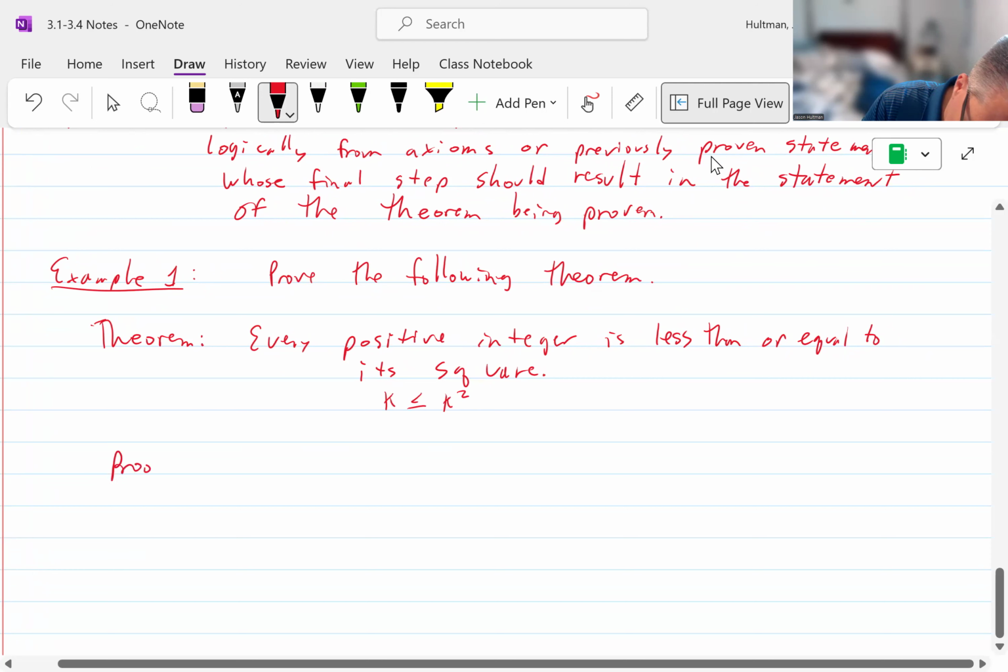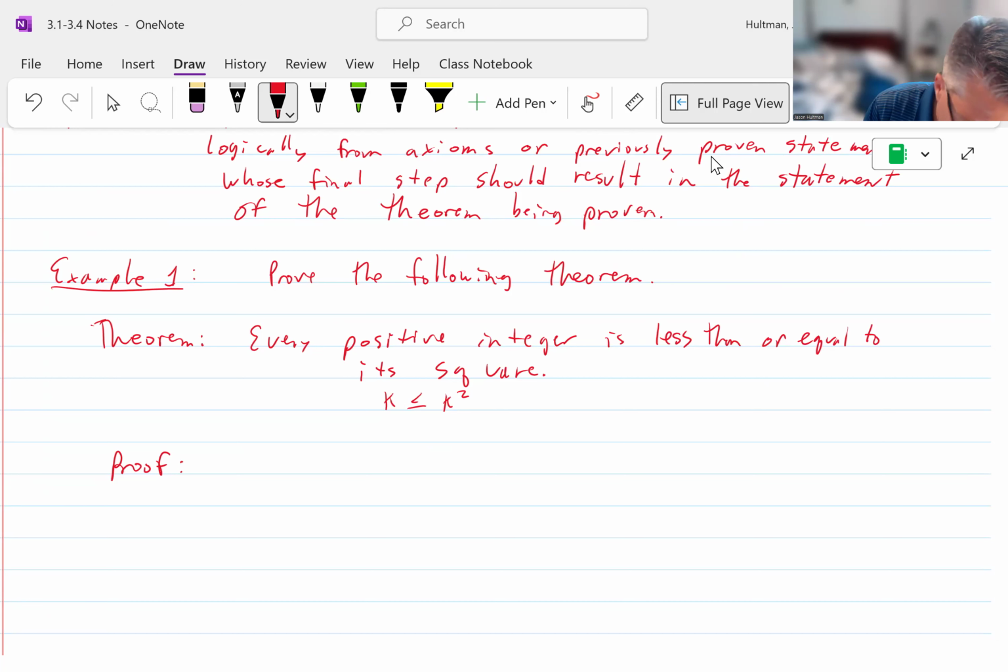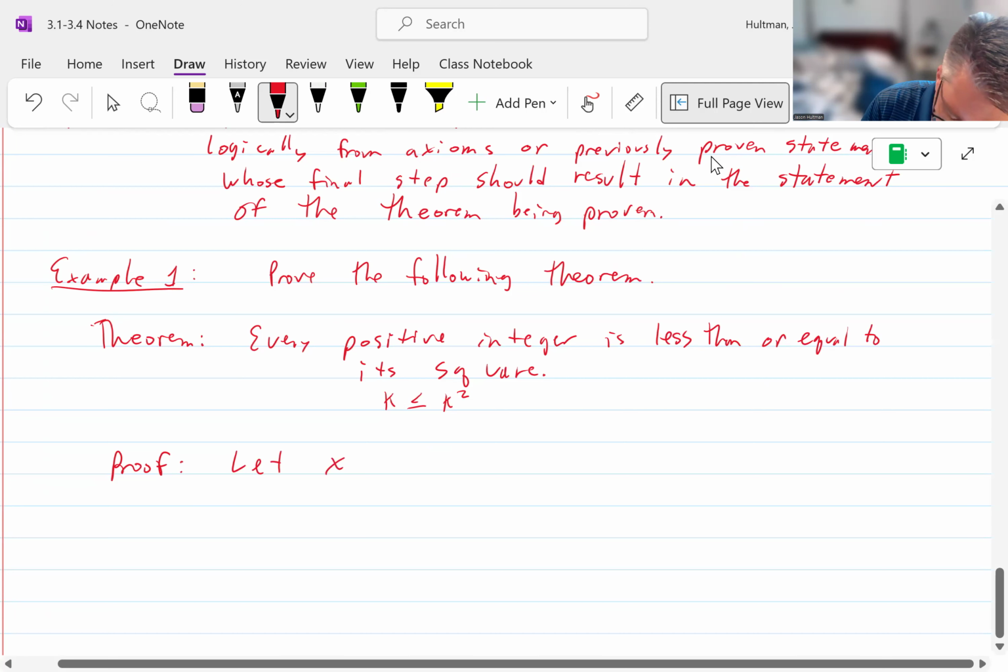Okay, so let's do a proof. So we're going to do a direct proof or a paragraph proof, by writing out statements and then reasons that they're true. Okay. So let k be an integer where k is greater than 0.